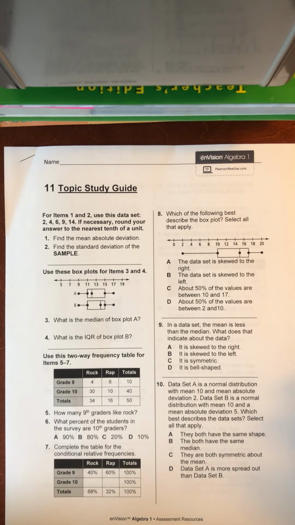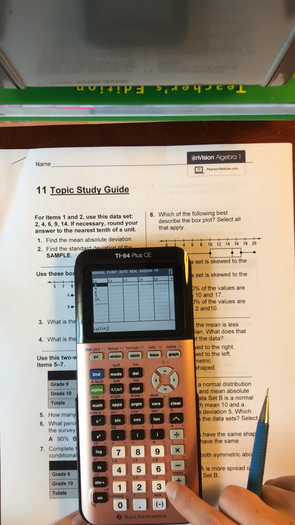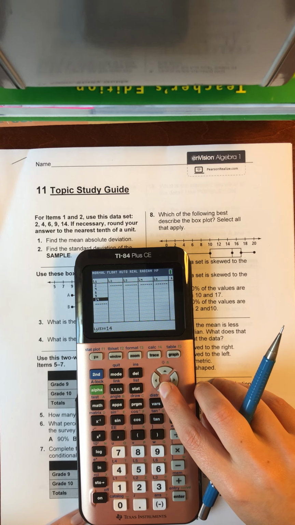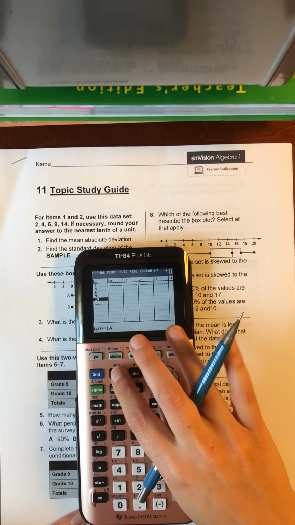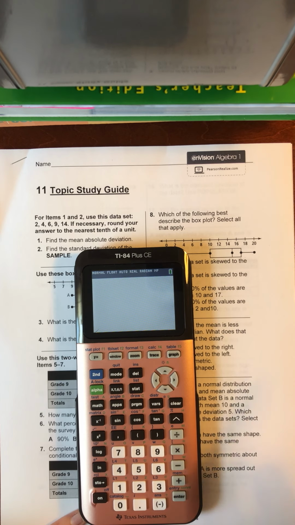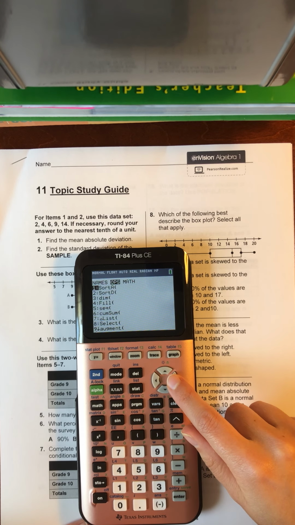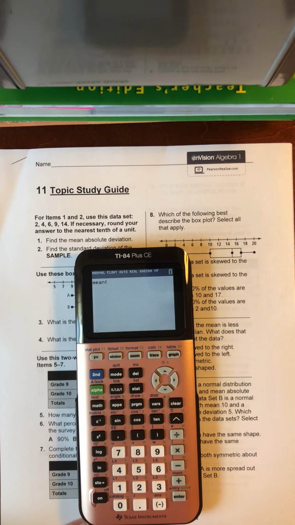This is probably the hardest thing to remember how to do. What you're going to do first is press stat. Then you're going to press edit and enter your values: 2, 4, 6, 9, 14. Once you're done with that, you can press second and then mode for quit so you can get back to the main screen. Now you're going to go second, stat, and then scroll over to math and scroll down to mean, press enter.